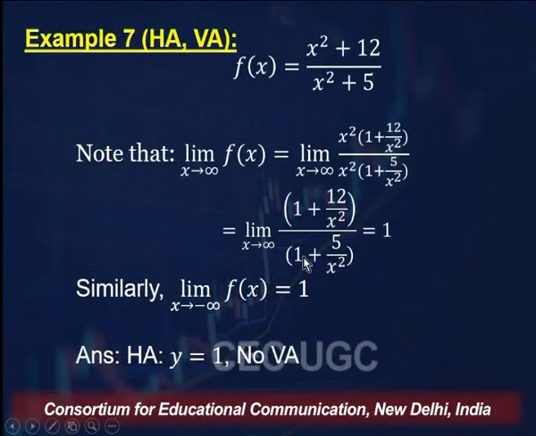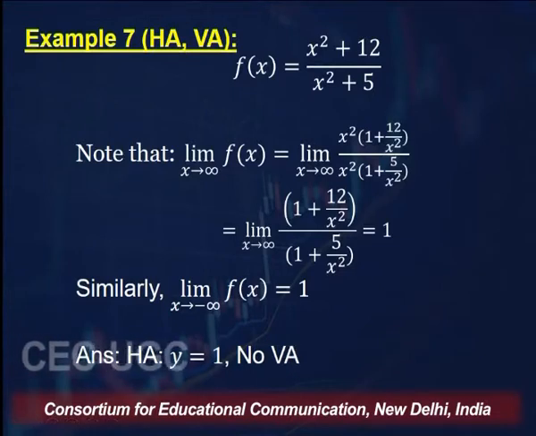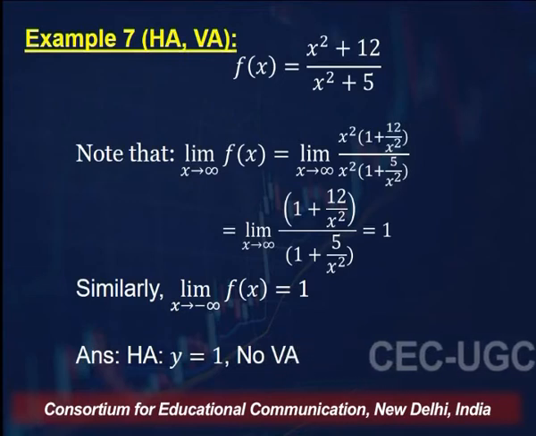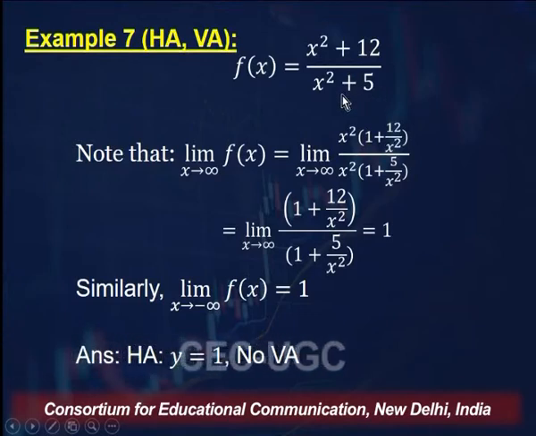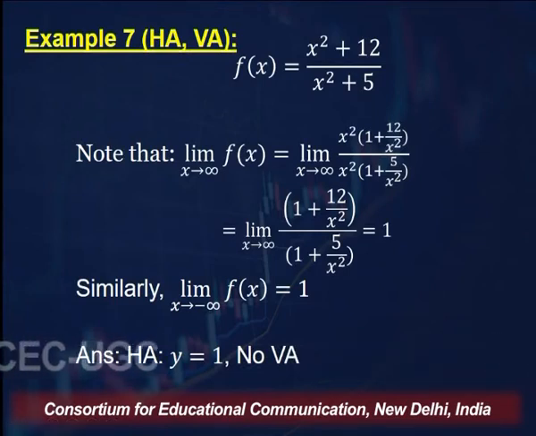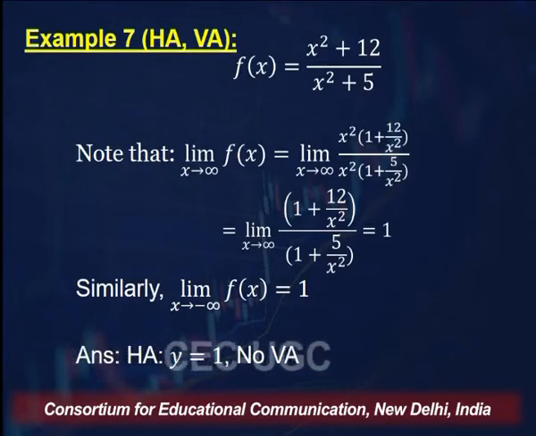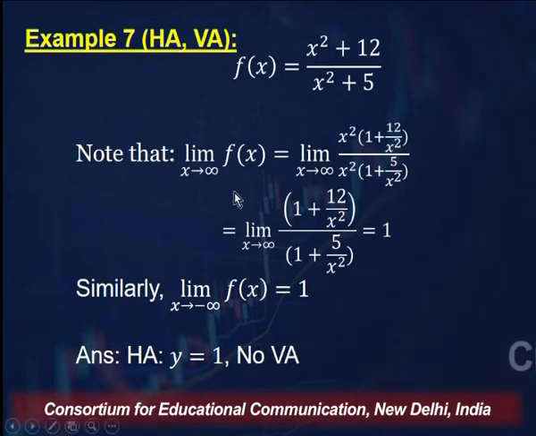In this example, the function is x squared plus 12 divided by x squared plus 5. Now, first of all, suppose I ask you, does this function have a vertical asymptote? The answer clearly is no, because you don't see the denominator going off to 0 anywhere. So, the vertical asymptote here does not exist. Now, what about the horizontal asymptote? To calculate the horizontal asymptote, I'm going to look at how the function behaves as x tends to infinity or minus infinity. So, let's look at that.